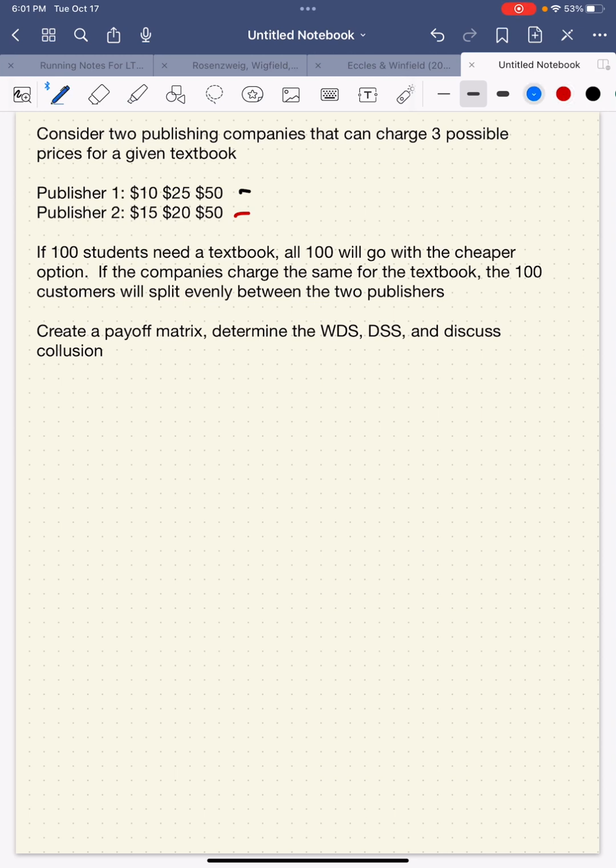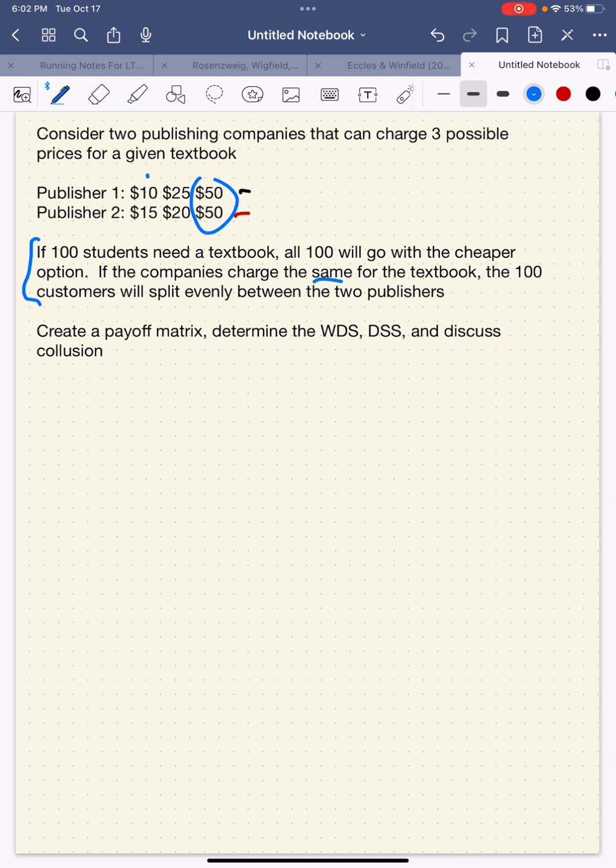And we're given the stipulation that if there's 100 students involved, the 100 students will go with whatever option is cheaper if the two publishers are charging two different prices. So if one's charging 10 and one's charging 15, all 100 are going to go to the one that's charging the 10 in this case. We also know that if they charge the same for the textbook, they're going to just split the customers evenly between the two of them. So for instance, if they both charge 50, then 50 customers will go to the first publisher and 50 will go to the second publisher.